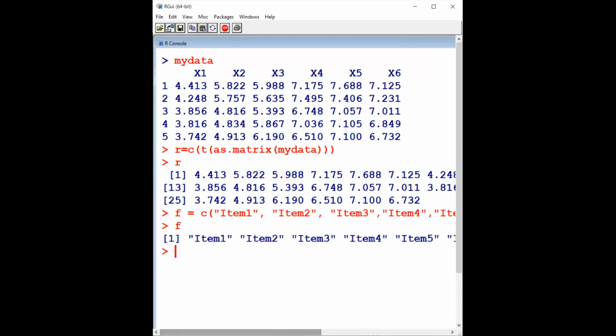So if you just call F and C, you have item 1, 2, 3, 4, 5, and 6. And then what I'm going to do is, let's see. Now, in this case, the number of treatments, the K value, is equal to 6. We have 6 different treatments. And the number of replicates, the N value, is equal to 5.